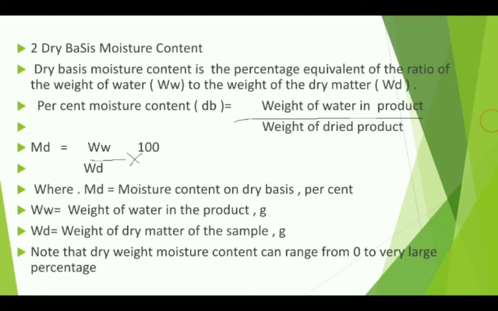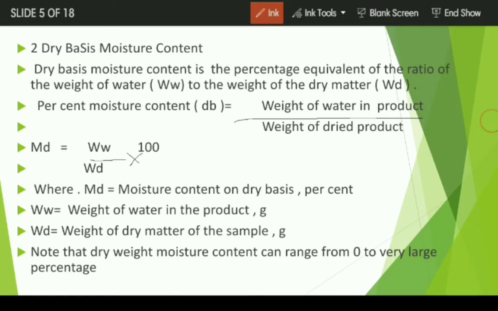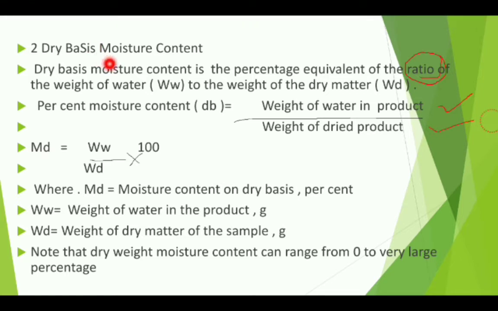Now, what is dry basis moisture content? Dry basis moisture content is a ratio. It is a ratio of weight of water in the product and weight of dried product. So, by definition, dry basis moisture content is a percentage equivalent of the ratio of weight of water to the weight of dry matter.